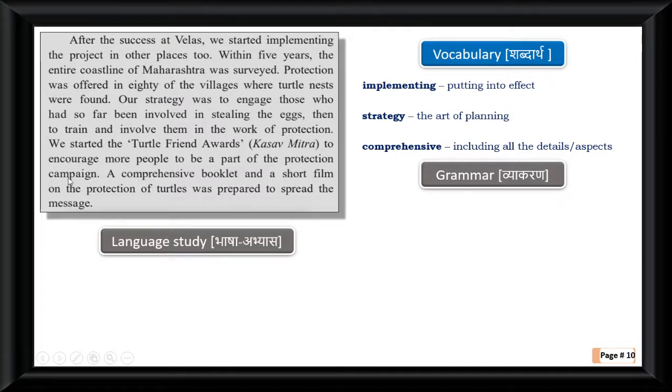For the second time, I think you have this word campaign with a silent G. The meaning of campaign is mission. A comprehensive booklet and a short film on the protection of turtles was prepared to spread the message.